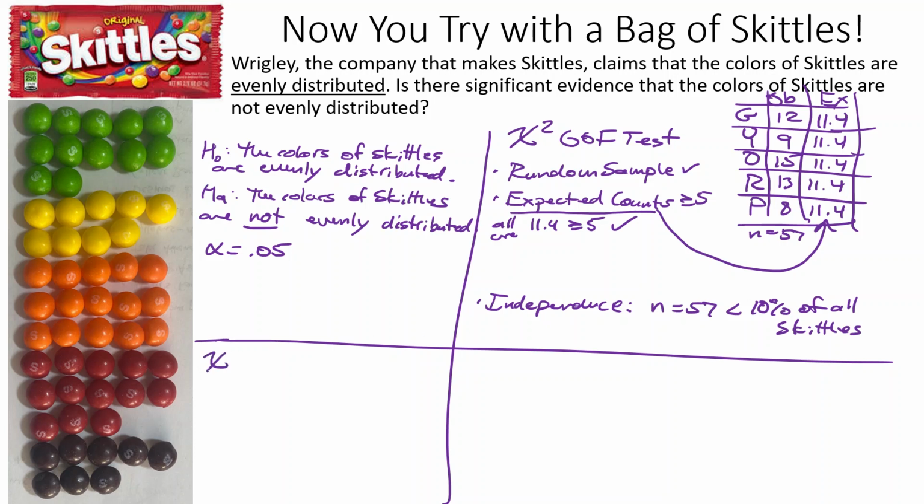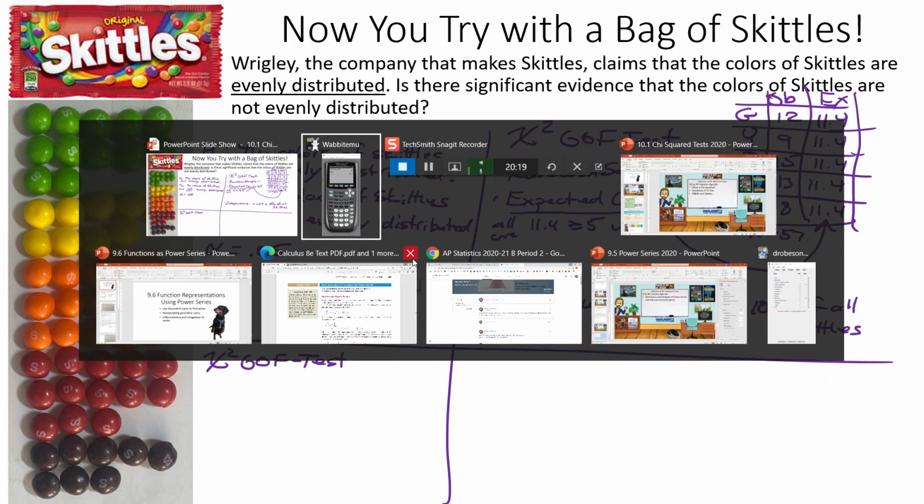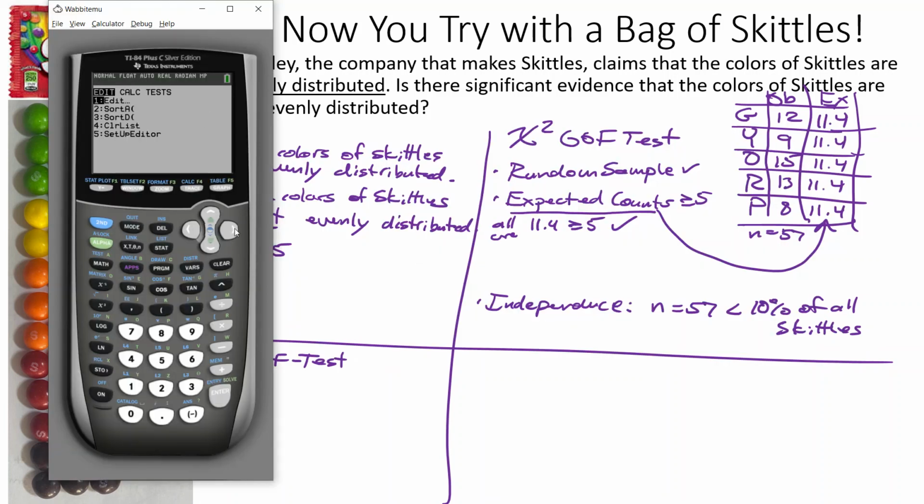All right, and we're doing a chi-squared goodness of fit test on our calculator. And these are the two lists we're going to need. So let's go ahead and type those into lists. So stat, edit, and let's go over to L3. We've got our observed: 12, 9, 15, 13, and 8. So we're one fewer category than last time. And 11.4 for each of these. Oh, left off a 1.